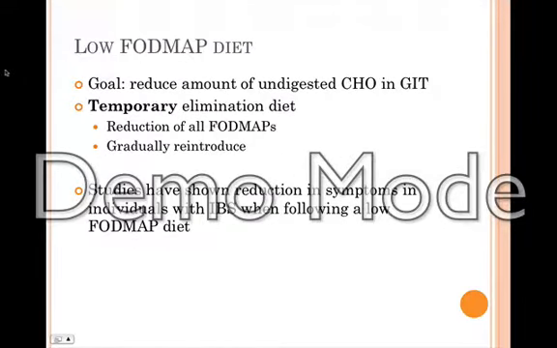The overall goal of a low FODMAP diet is to reduce the amount of undigested short-chain carbohydrates in the GI tract. This is a temporary elimination diet that reduces FODMAPs and then gradually reintroduces them to identify personal triggers. Multiple studies have shown a reduction in symptoms in individuals with IBS when following a low FODMAP diet. However, only one study so far has been conducted among the pediatric population.